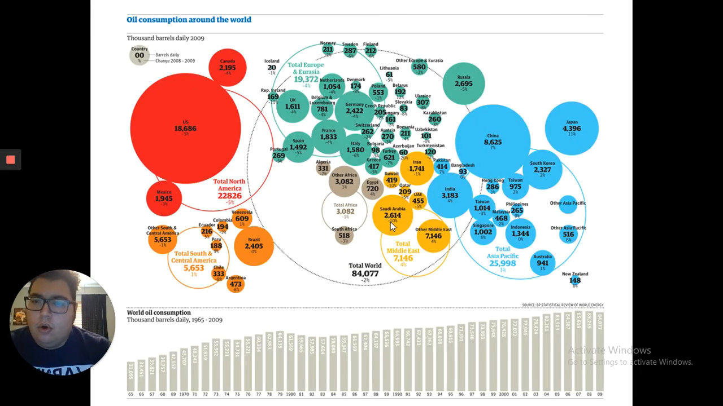This is our oil consumption around the world. The U.S. being high up there, total North Americans. We make up 5%, 7%, China, all this stuff, and we have so many barrels of oil that we use per day.